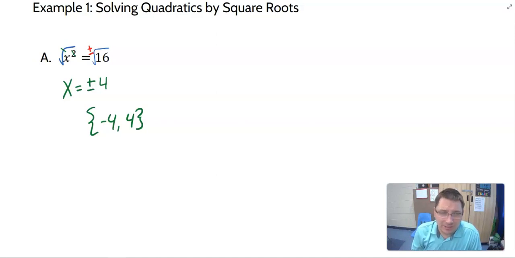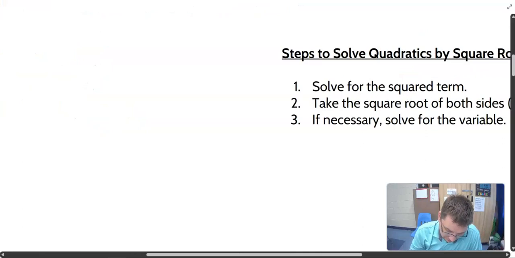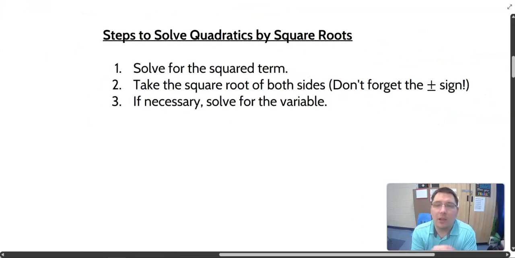And so let's talk about the steps when it comes to solving quadratics. So step 1 is to solve for the squared item. So in this case, we just had x squared. But we might have, let's say, 3x squared. Or we might have x squared minus 5. And we want to be able to solve and get that square term by itself. Step 2, take the square root of both sides. And don't forget your plus or minus sign.